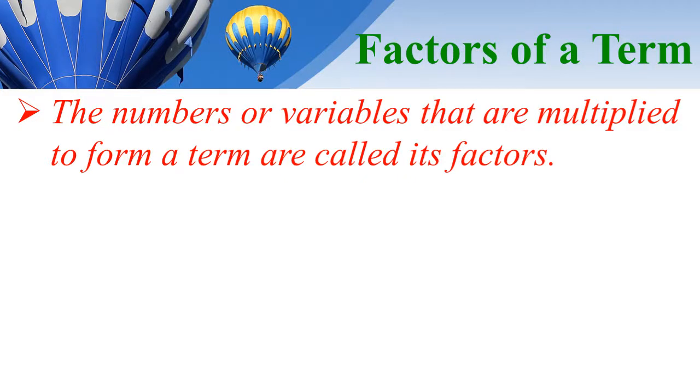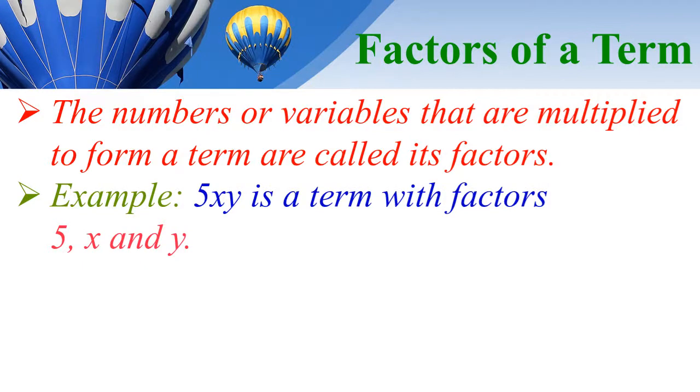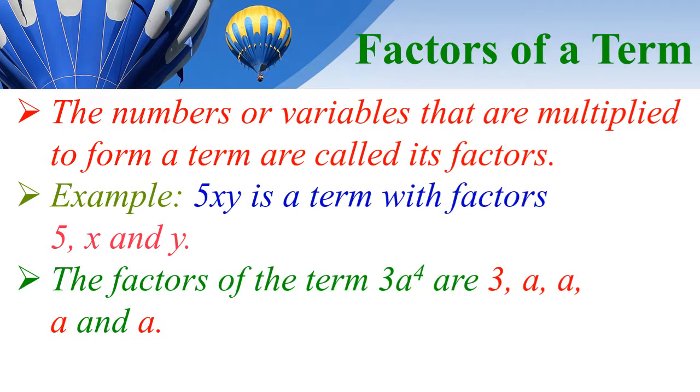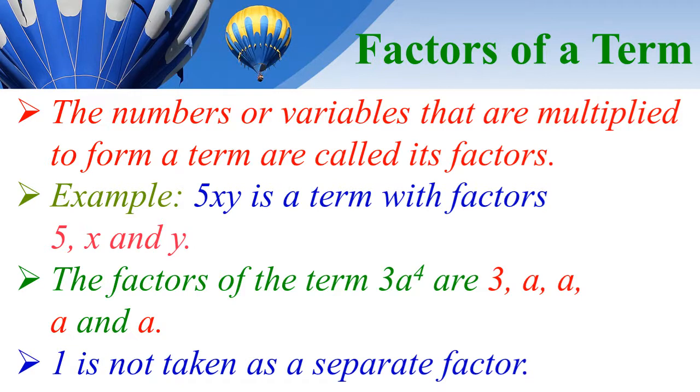So next, factors of a term. The numbers or variables that are multiplied to form a term are called its factors. For example, 5xy is a term with factors 5, x and y. So the factors of the term 3a power 4 are 3, a, a and a. Next, one is not taken as a separate factor, so no need.